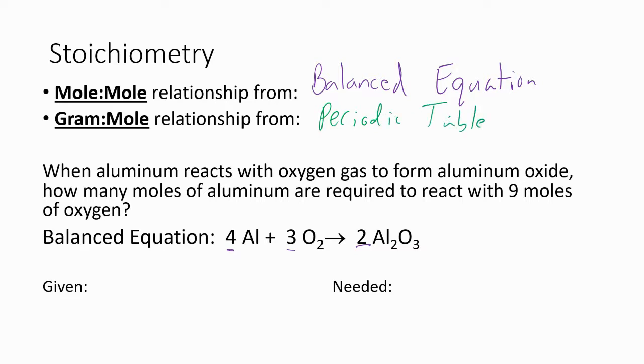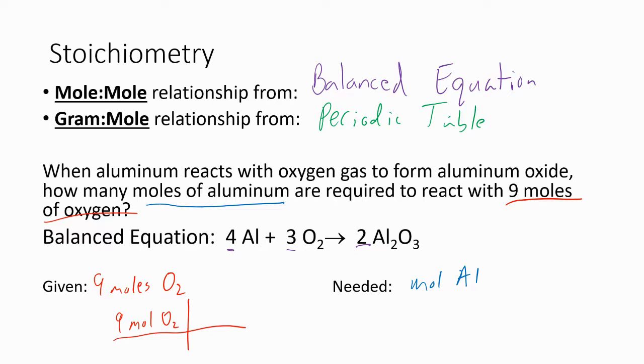All right, so given 9 moles of oxygen, our given is 9 moles of oxygen. That's the number that's provided. What do we need? Where are we headed? We're headed toward moles of aluminum. So we want moles of Al. So we're going to start with what's given, the 9 moles of oxygen, and we're going to convert moles of oxygen to moles of aluminum.